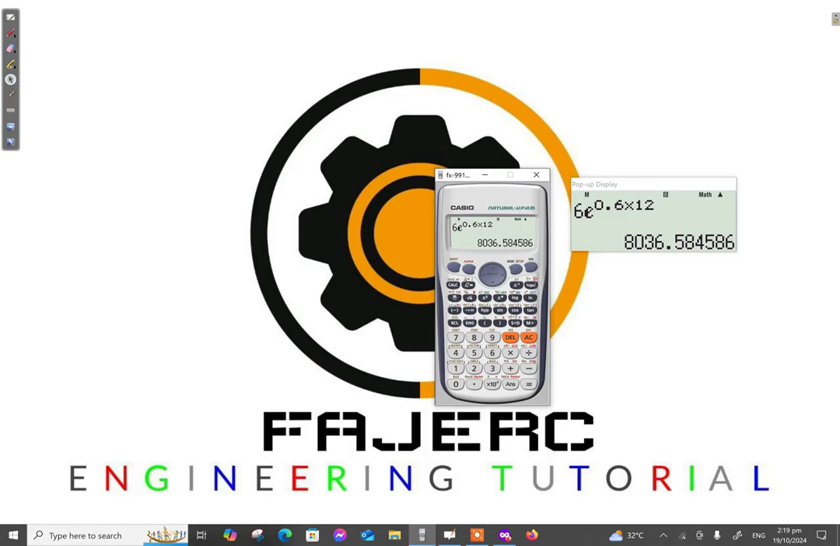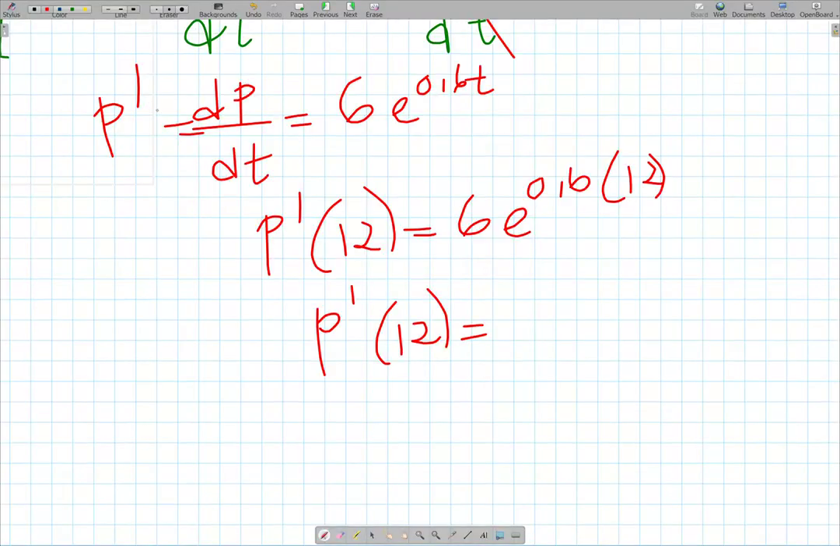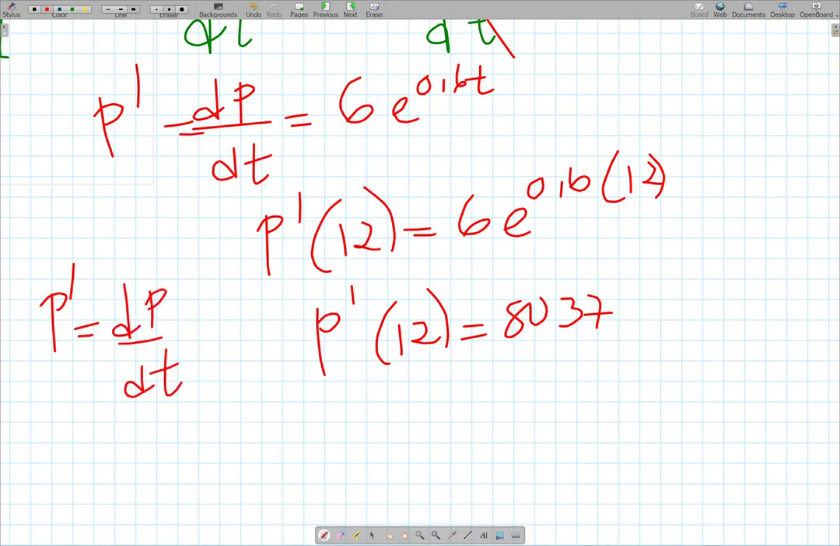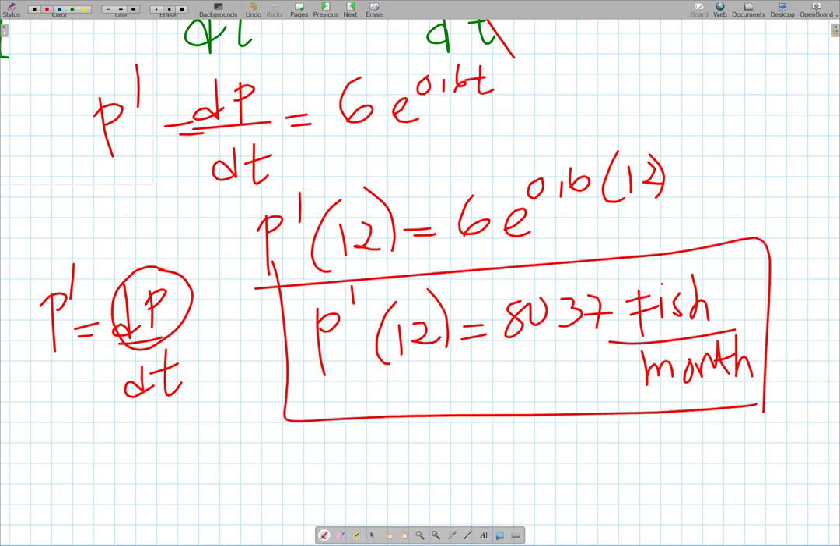880.36. That is 8037, no? Round off lang natin. Okay, 8037. Ano ang unit? Kasi ang ibig sabihin kasi ng P prime is dP over dt. So, ang P natin is what? Fishes. Diba? Or fish. Fish ba yun? Over, then ang T natin is in months. Ayan. Okay, so P'(12) is equal to 8,037 fish per month. Okay, next example.